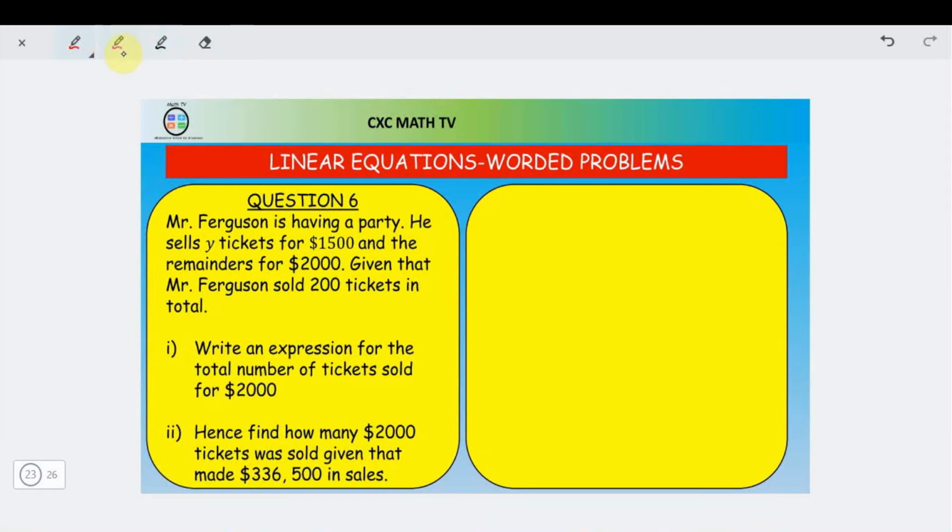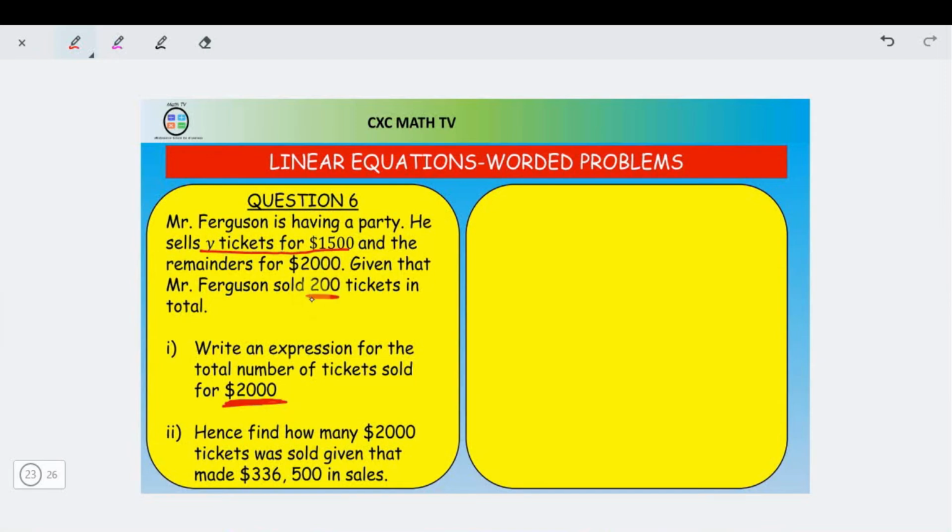Alright, so as we attempt this question, what do we notice? It says to write an expression for the total number of tickets sold for $2,000. What do we know? He sold Y tickets for $1,500, and the remainder for $2,000. Well, how many tickets did he sell?